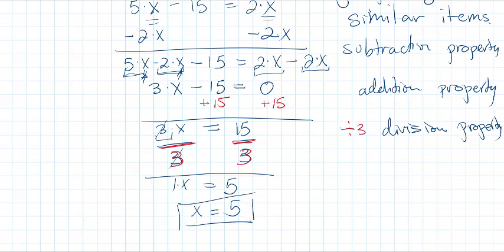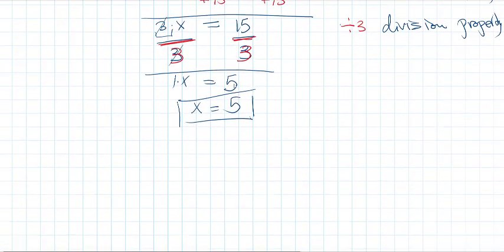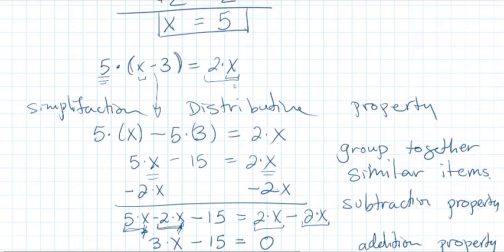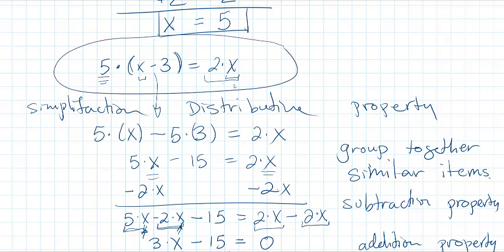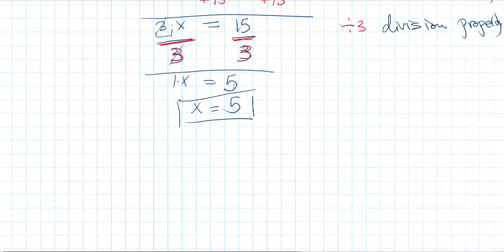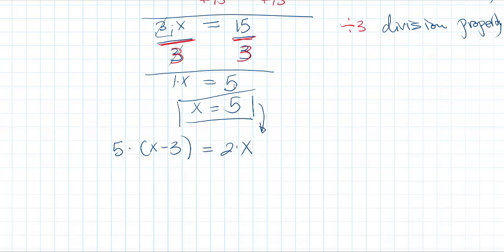Now, obviously, we should always check, and we will check this result once more. Let's look at our original. Our original equation was 5 times x minus 3 equals 2 times x. So 5 times x minus 3 equals 2 times x. And now we will substitute our result, x equals 5, into this equation.